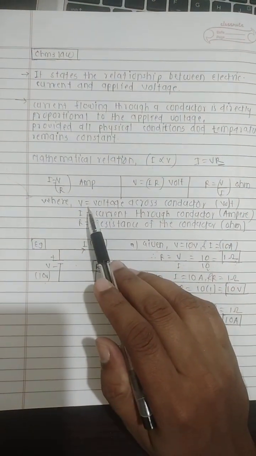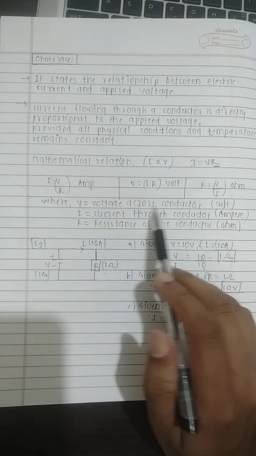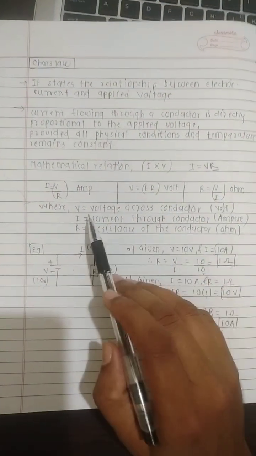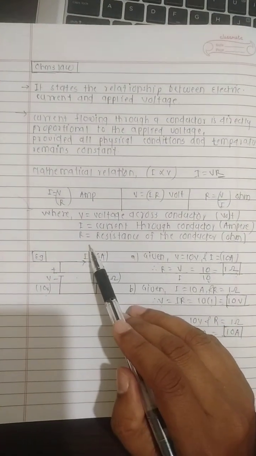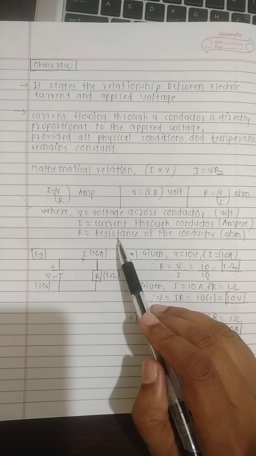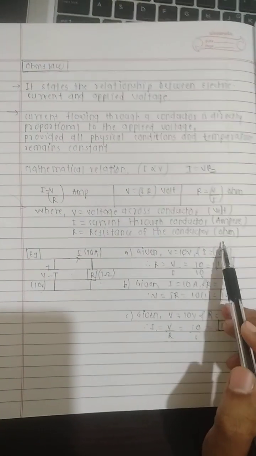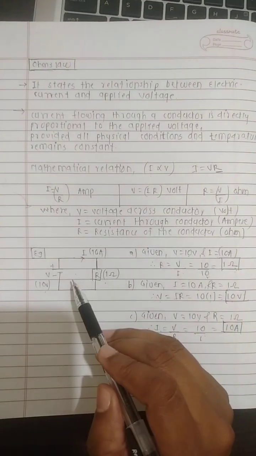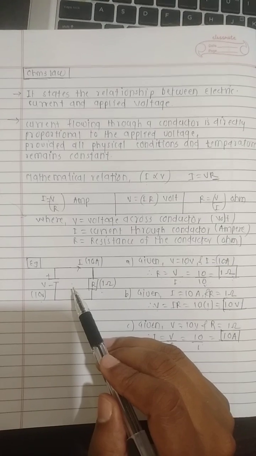So three terms we have used in the above formula. Those are V, the voltage across the conductor, given in volt; I, the current through the conductor, given in ampere; and the third term is the resistance. Resistance is the constant, as I already explained above. So the resistance of the conductor will be given in ohm. So we can calculate any of the above three terms when the other two terms are given.